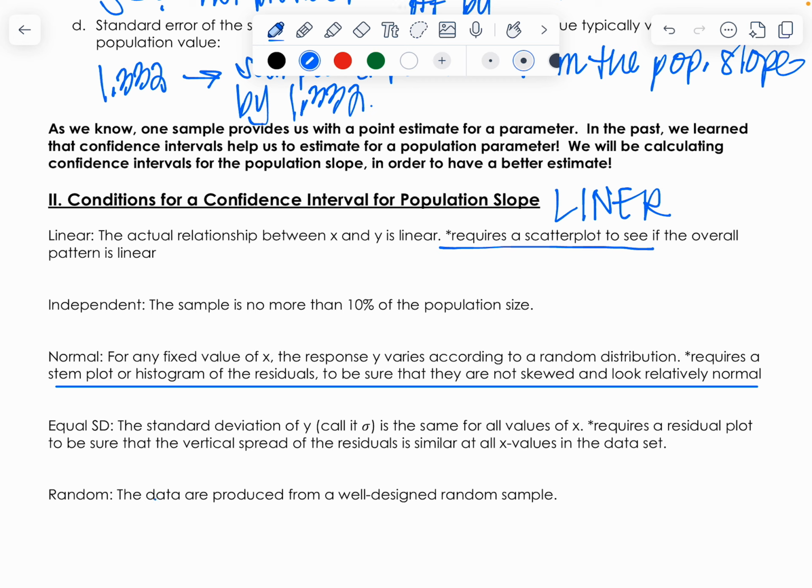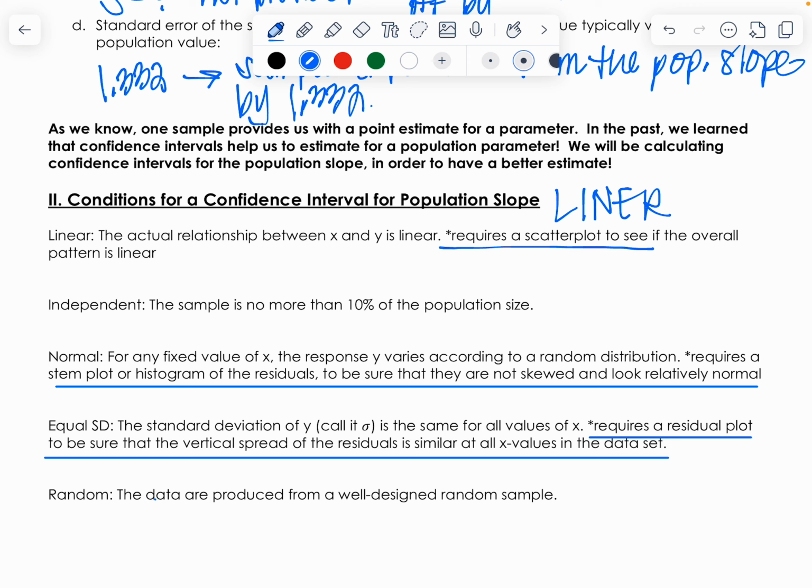E stands for equal standard deviation. The standard deviation of Y is the same for all values of X. This requires a residual plot to be sure that the vertical spread of the residuals is similar for all X values in the data set. So you have to have equal spread of residuals, both positive and negative. That's your vertical spread, positives and negatives.